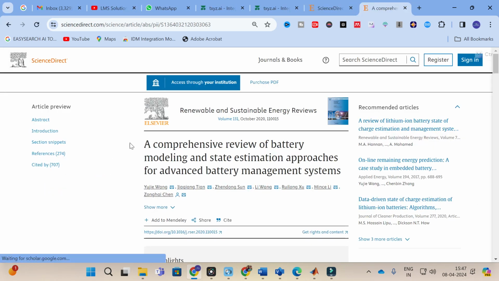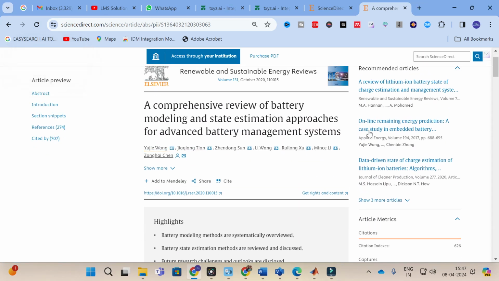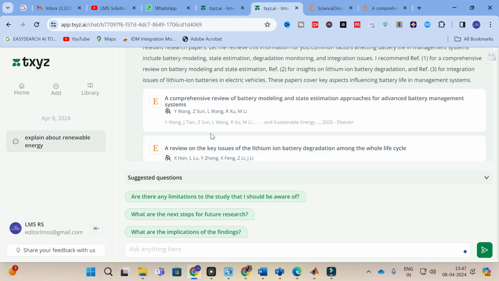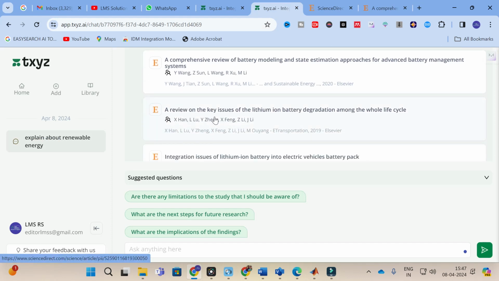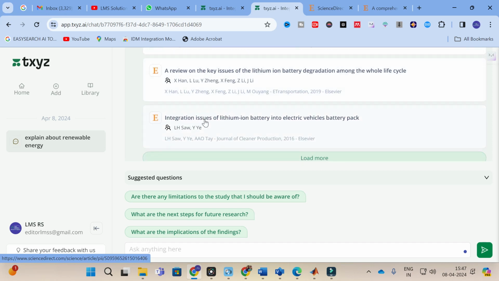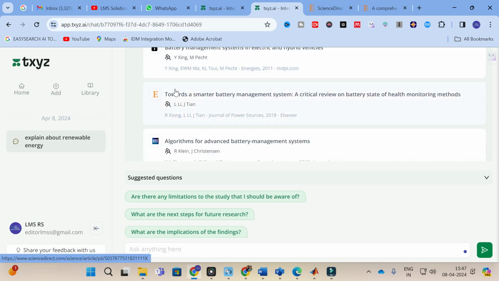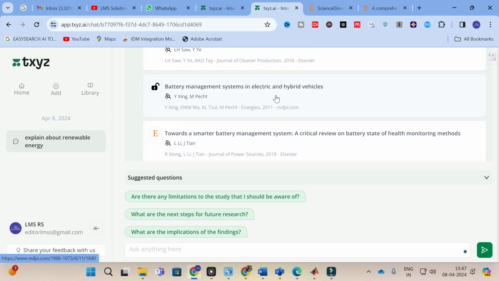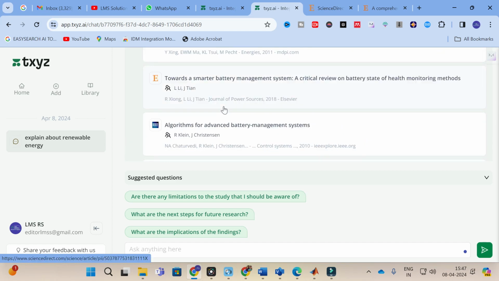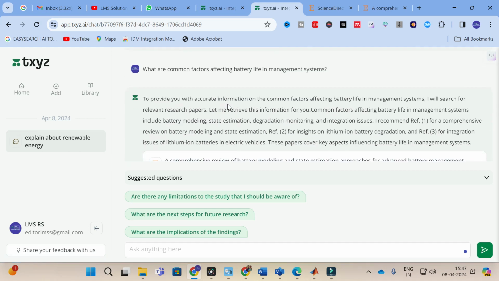Let us see. So here you can see that this is the paper which is suggested for us for the question we have asked for. Let us see other papers also. The second paper is a review on the key issues of the lithium ion battery degradation among the whole life cycle. Next, integration issues of lithium ion battery in electric vehicles battery pack. Next, battery management systems in electric and hybrid vehicles. Like that, for the questions we asked, it will generate the relevant papers related with that particular search. So it will act as a better search engine and also as a chatbot.